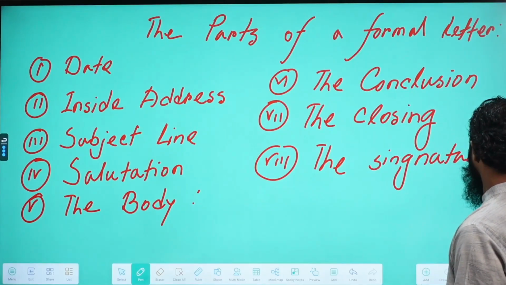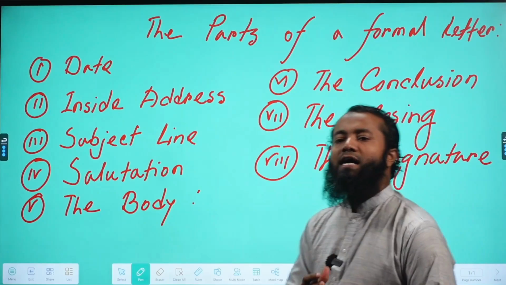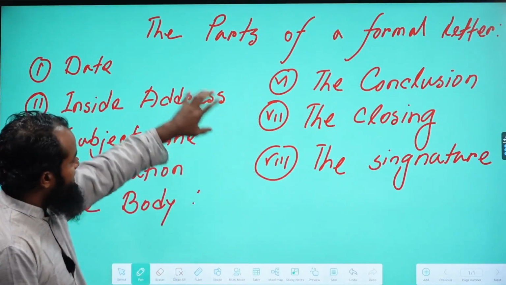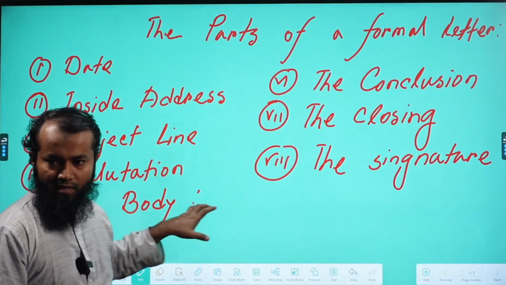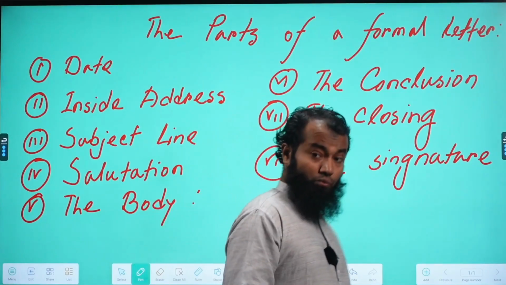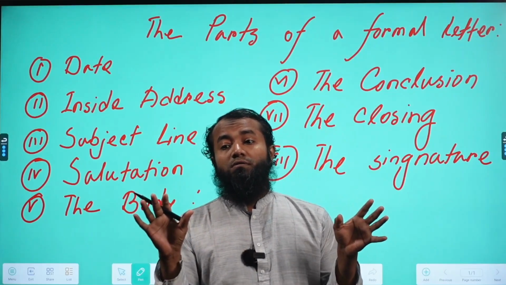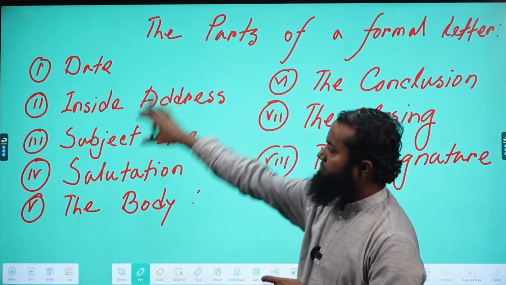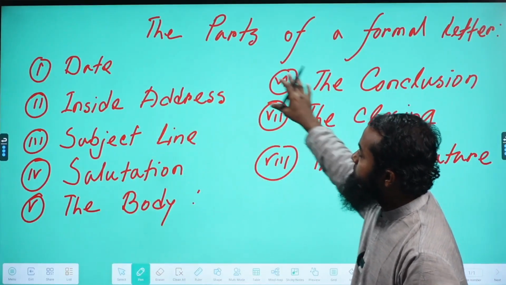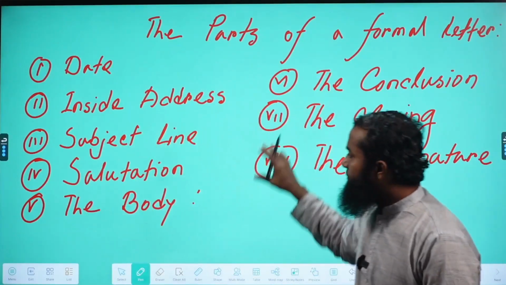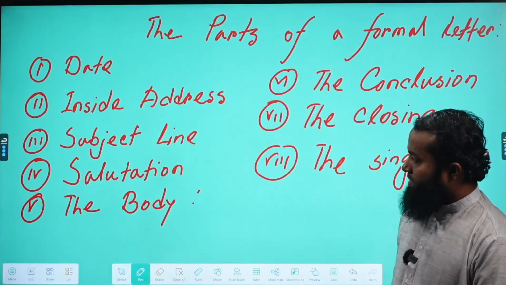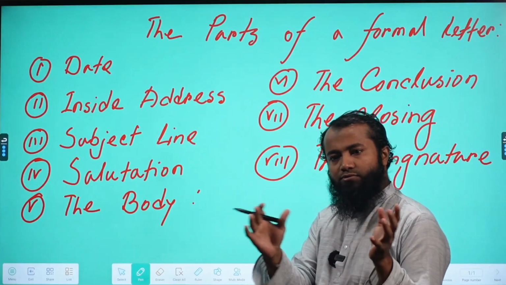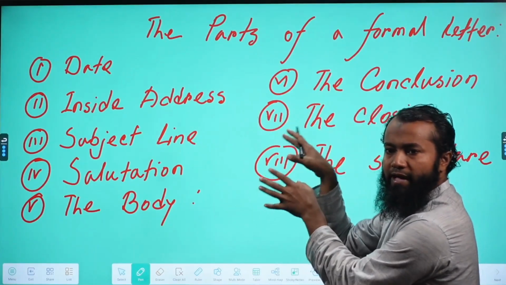It means whenever you are going to write a formal letter, you have to follow and include these 8 parts. So if you want to get 8 or 9 marks out of 10, you have to follow these steps and write your formal letter accordingly. You should not omit any of the parts. Now let's discuss how to write these 8 parts.